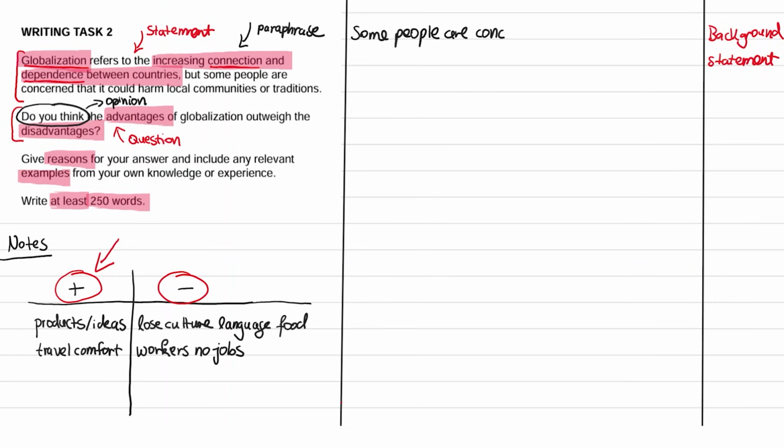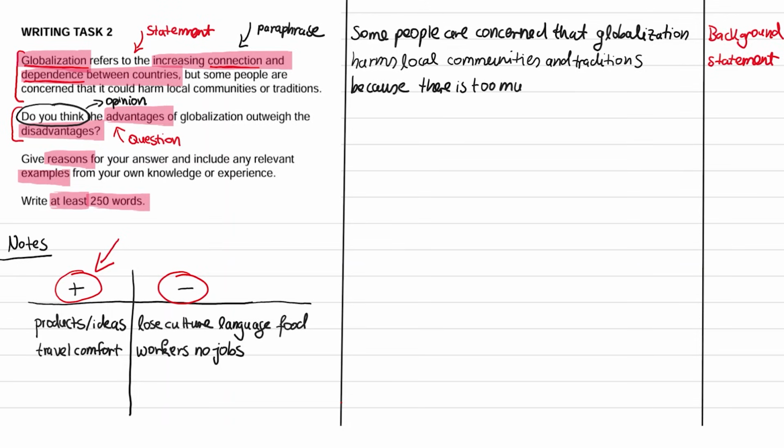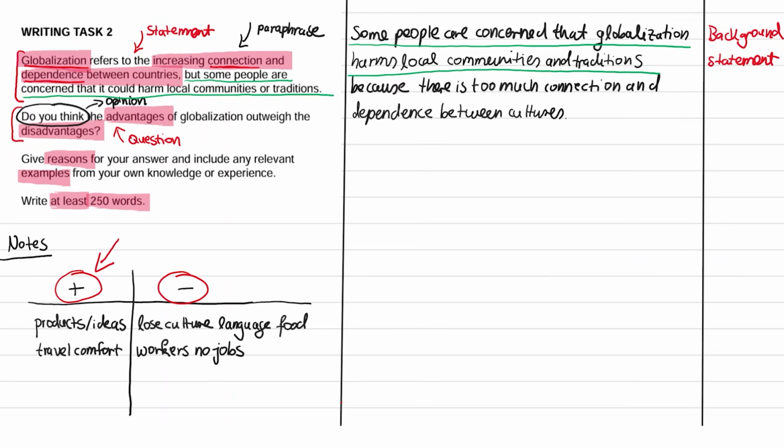Some people are concerned that globalization harms local communities and traditions because there is too much connection and dependence between cultures. If you compare this sentence with the question, you can see that I change a few things, but I also use words from the question. I put the second part of the sentence first, and the first part of the sentence comes second.